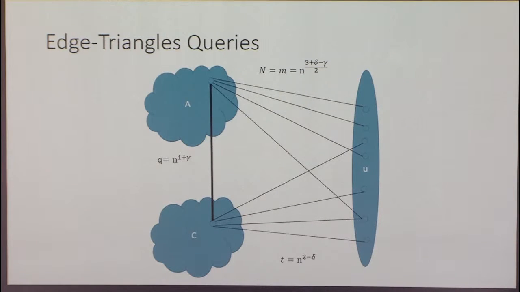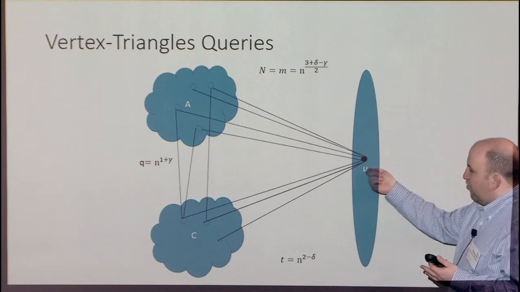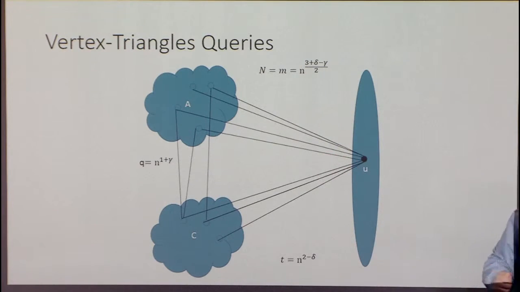What I think is interesting to consider is the vertex triangles queries. So here it's somewhat of a complement problem. We're given a vertex, enumerate all the triangles containing this vertex.